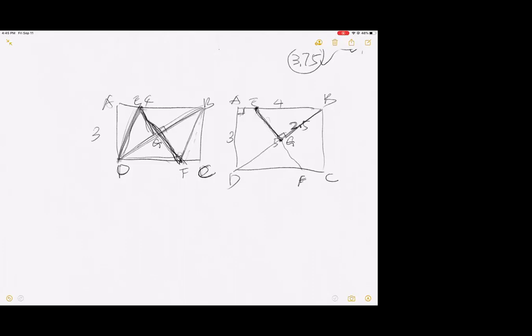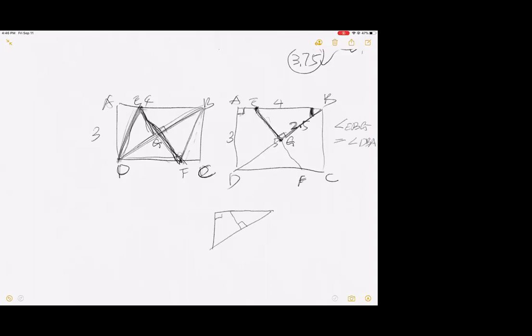Anyone else? Or you want to keep trying? I'll think about it. What do you know about this? Oh, similarity. They both share angle B. Which angle? Angle EBG equals angle DBA, right? And they both have a right angle. So you can establish similarity.